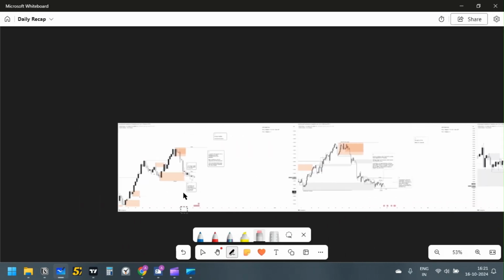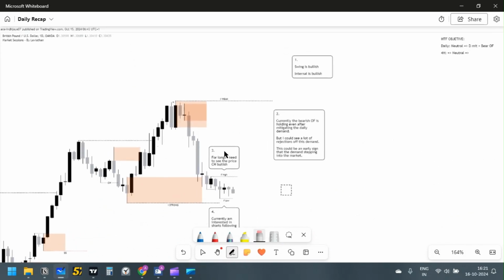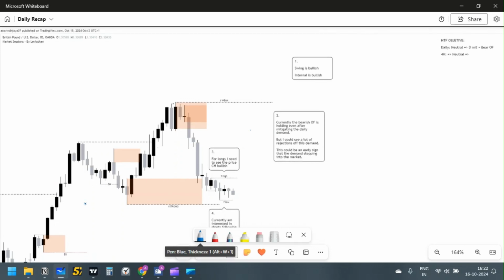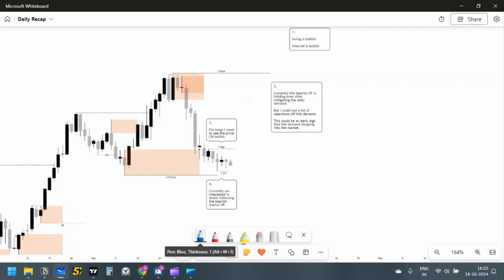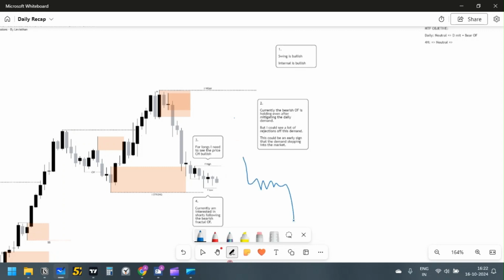So let's jump into GU and see what GU got for me on this day. The swing structure in the GU on the daily is bullish. Internal is bullish, so this is the current internal range that I'm dealing with. Price took the buy side liquidity and started to rally down. After tapping into the daily demand, the supply is getting weakened. This could be either a sign of a reversal or a slight pause in price action before continuing the bearish momentum down. Anything could happen, so I must be prepared for both.